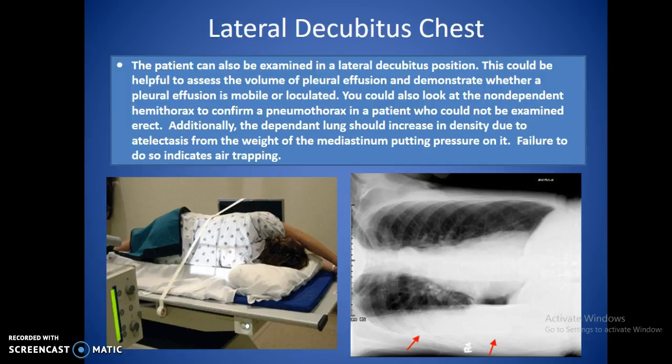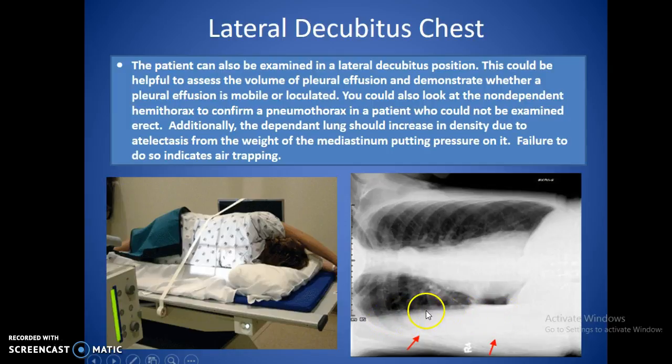Lateral decubitus chest. We'll explain this more inside the classroom, but basically this is a sideways view of the chest where they're lying down on either their left or right side. This one here, this lady is lying on her right side, so that would be a right lateral decubitus chest x-ray. These are good views for evaluating pleural effusions.